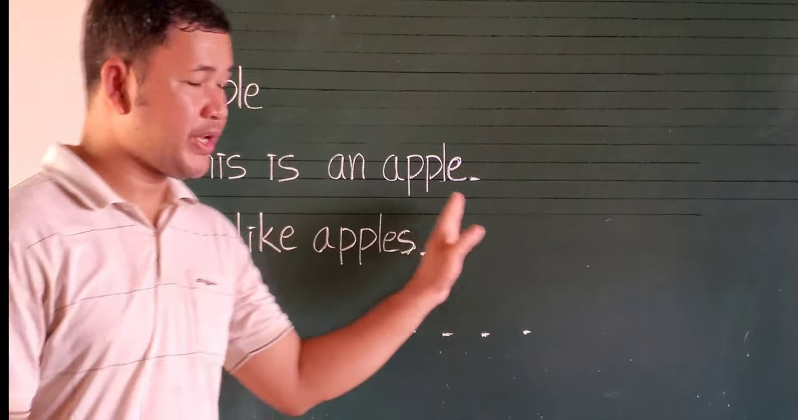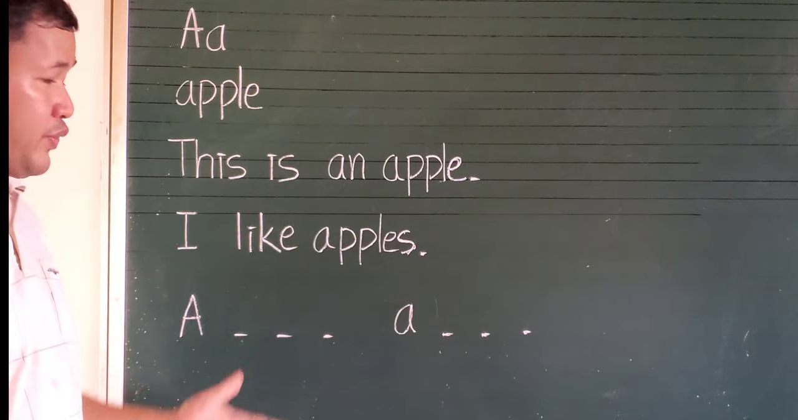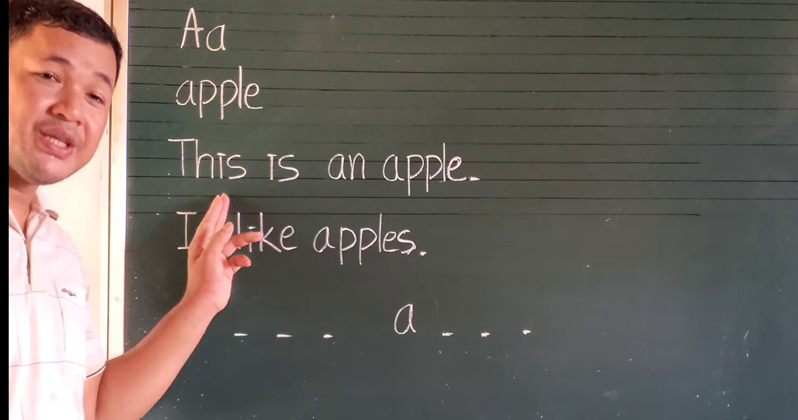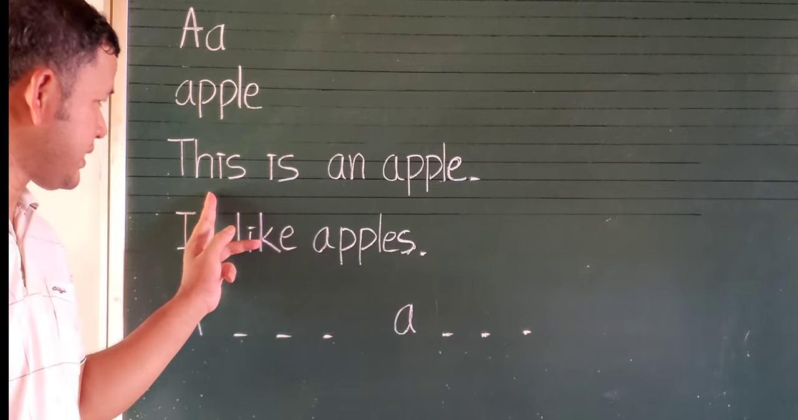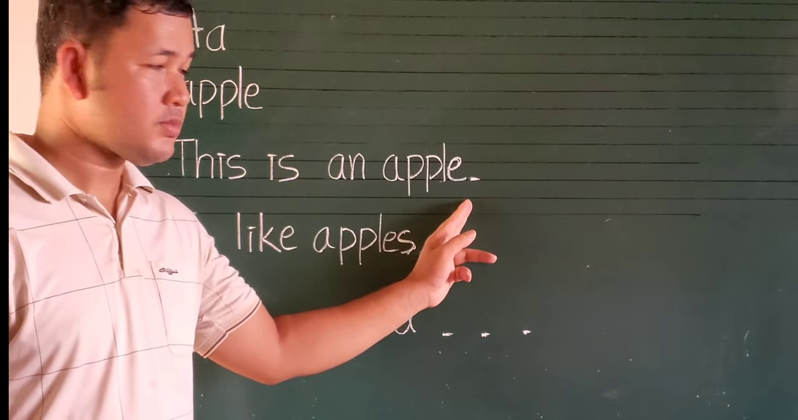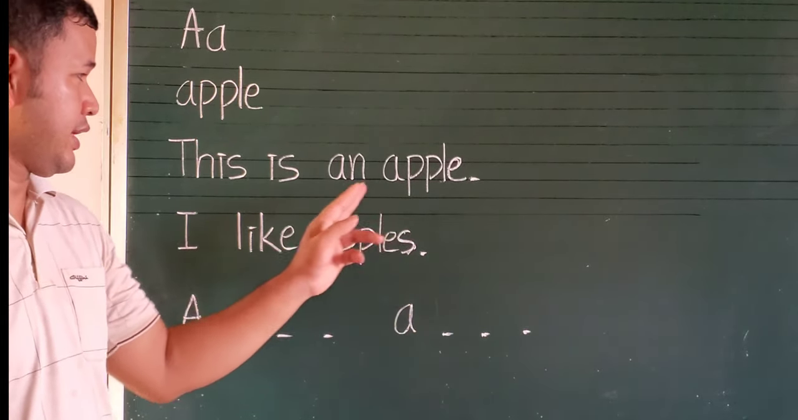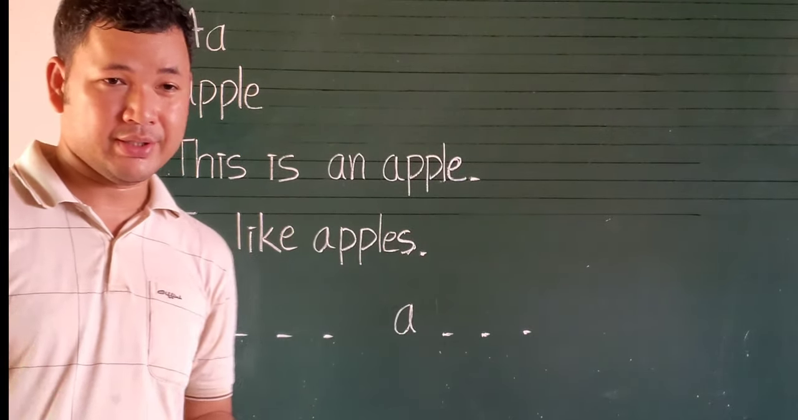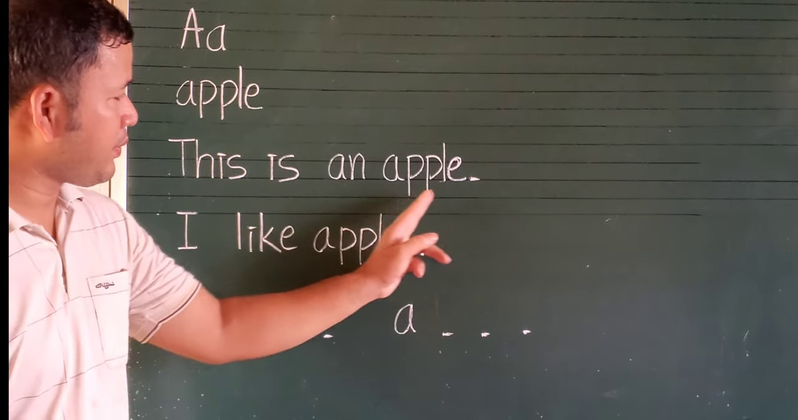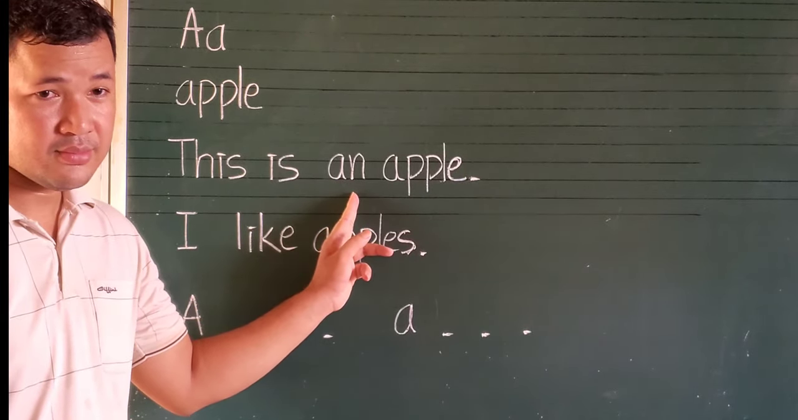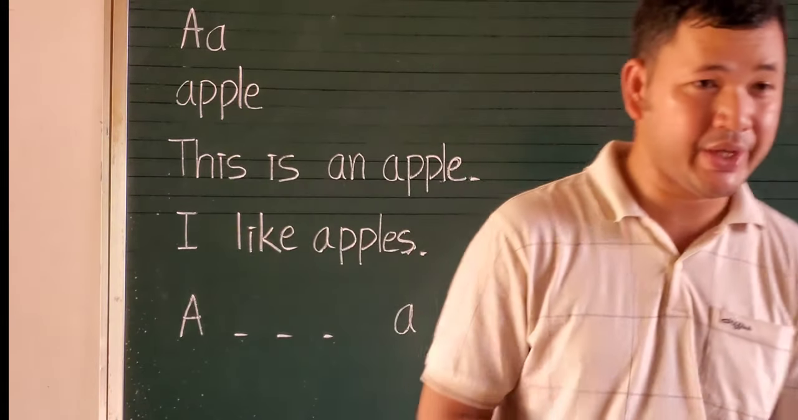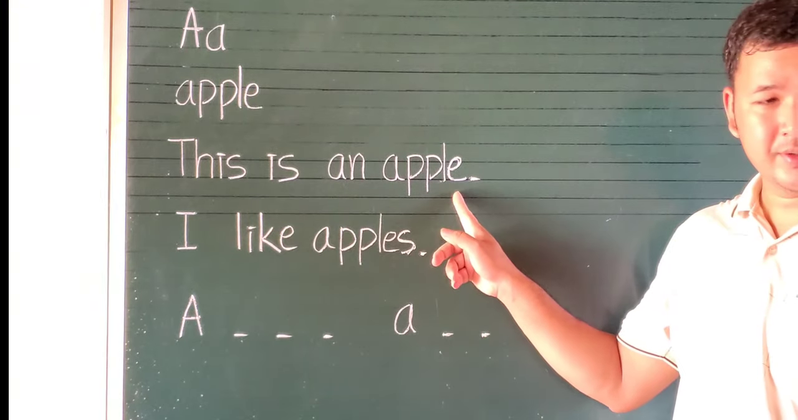So we're going to read. You will read after me. This is. Only one, okay? Only one apple. So, I will read again. This is an apple. This is an apple. Again. This is an apple. So, now you know how to read, okay?